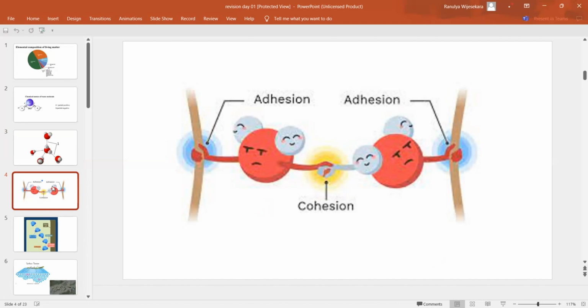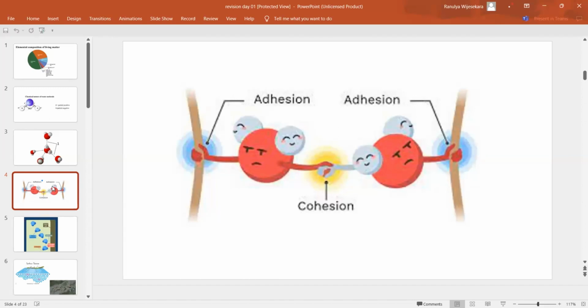What is cohesion? Cohesion means the attraction between water molecules due to hydrogen bonding. Hydrogen bonds නිසා water molecules අතර තියෙන බන්ධනයට අපි කියනවා මොකක්ද? Cohesion. Then what is adhesion?